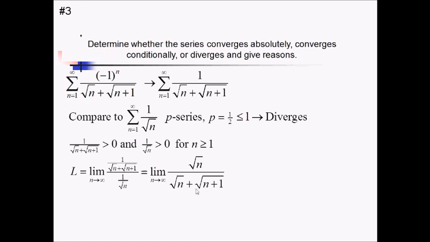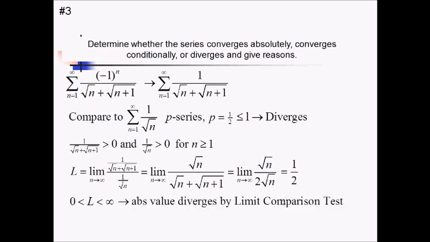And for this one now, as n goes to infinity, we can ignore this little plus 1. So this is really n over 2 root n, or root n over 2 root n, so the root n's cancel out. This is just 1/2. Since this is a finite positive number, in other words, a number between 0 and infinity, and since the comparison series diverged, that means the absolute value of the original is going to diverge by the limit comparison test.